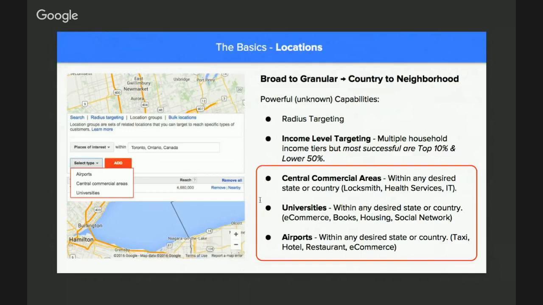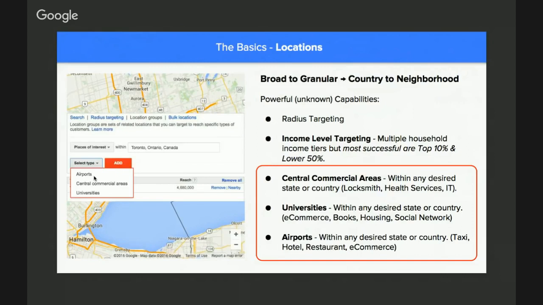So you can say, I want to target all universities within the United States or all universities within Wisconsin. You can really decide what the location boundary is right here, and then you can pick universities, central commercial areas, and finally, airports. So if you're maybe a taxi service, or if you're a Lyft or Uber, or a hotel service or a restaurant, and you want to target people who are at airports, you can just select this drop down, select airports, and pick within whatever region you want to show your ads in.